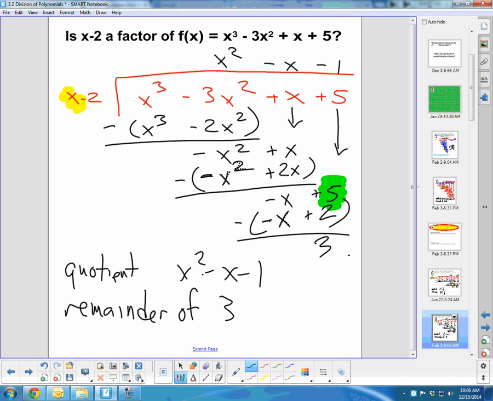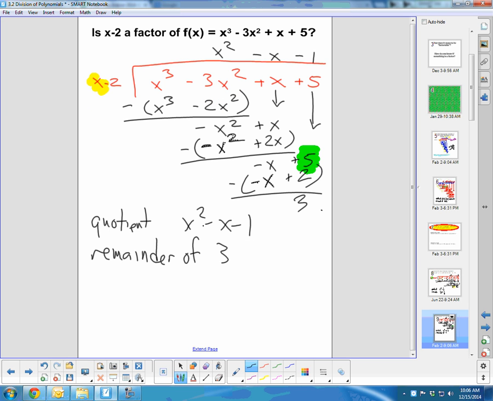That's not quite the question. The question was, is x minus 2 a factor? We could say no, x minus 2 is not a factor of f of x. We don't have a remainder of 0, doesn't divide in evenly, not a factor.